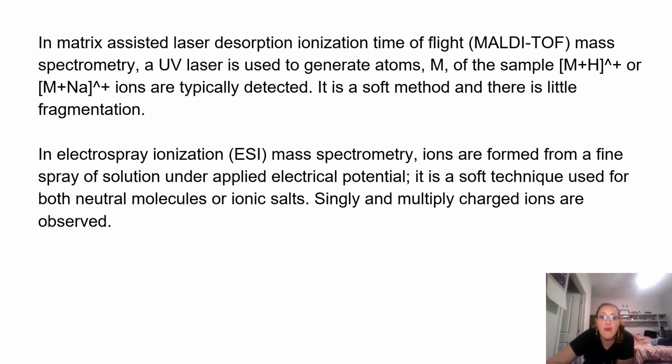In electrospray ionization mass spectrometry, ions are formed from a fine spray of solution under applied electrical potential. It is a soft technique used for both neutral molecules or ionic salts. Singly and multiply charged ions are observed.